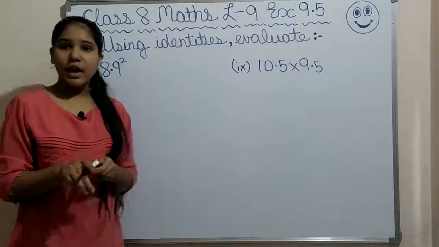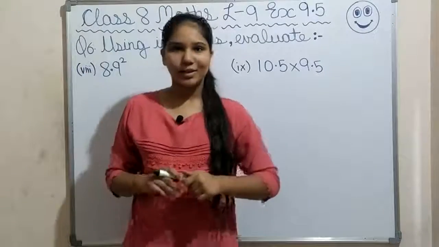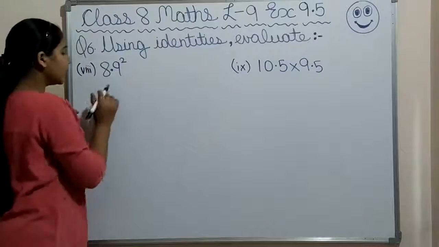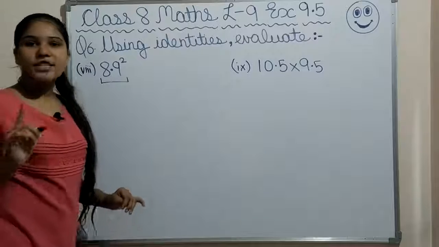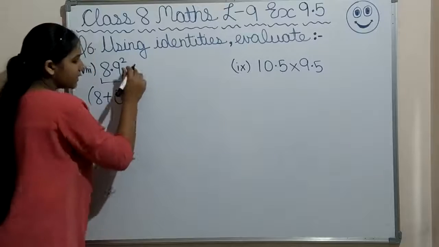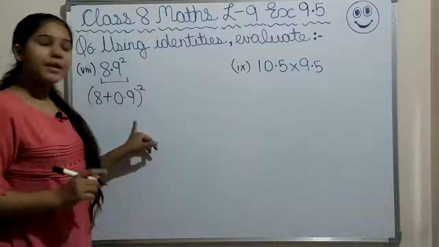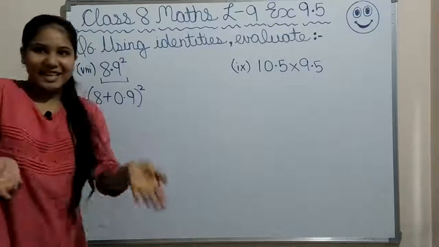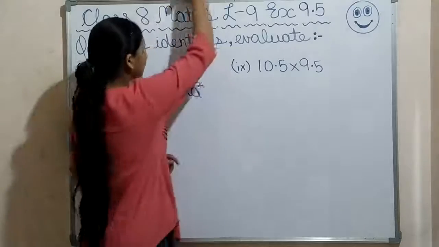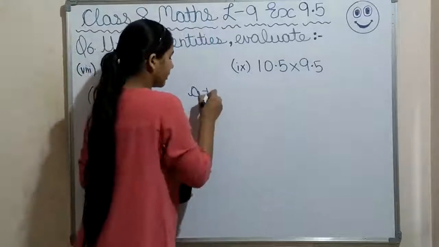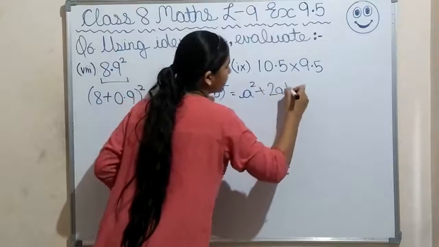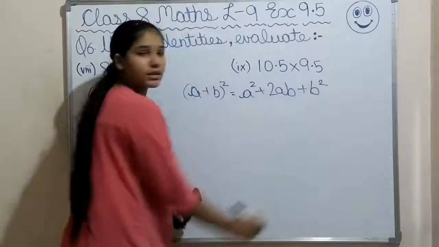In the previous video I gave you homework. I hope you have done it and written the answer in the comment box. Here, 8.9 we can write as 8 plus 0.9, and the square means the whole thing squared. So which property are we going to use? The first property, I am going to say second, but first: (a plus b) whole squared is equal to a squared plus 2ab plus b squared. So this is the second property.